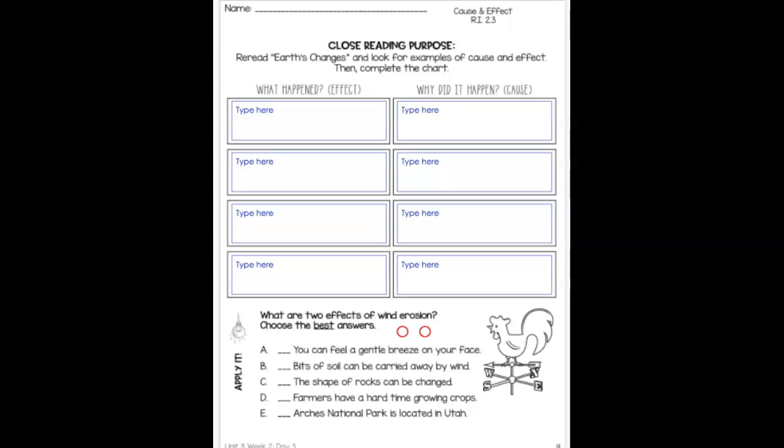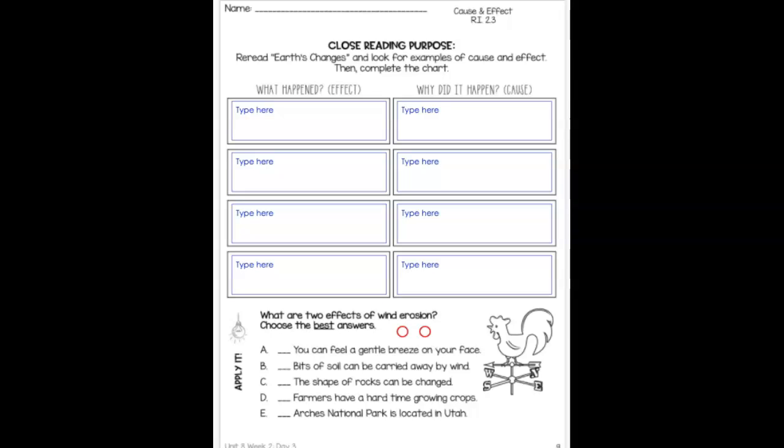Alright, so the prompt asks me what causes a shoreline to change and what caused the Grand Canyon to form. To answer those two questions, I look for details in the text that explain those things. Details that answer these questions are going to help me understand the causes.